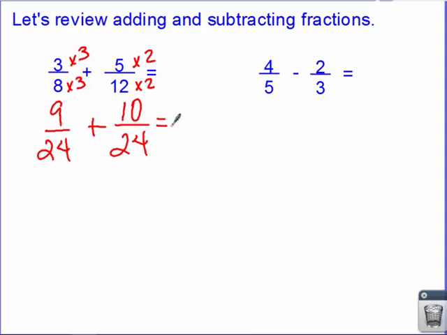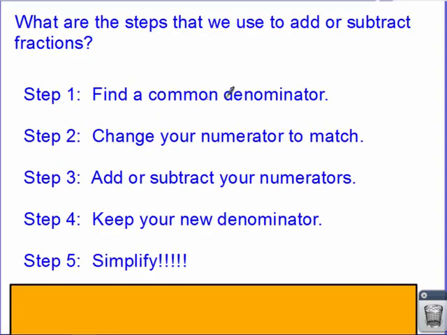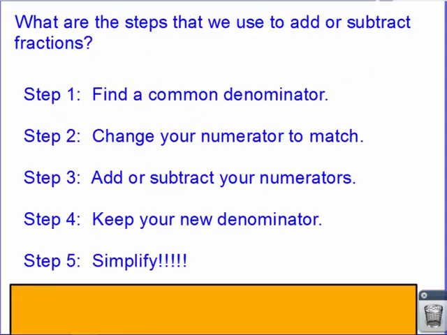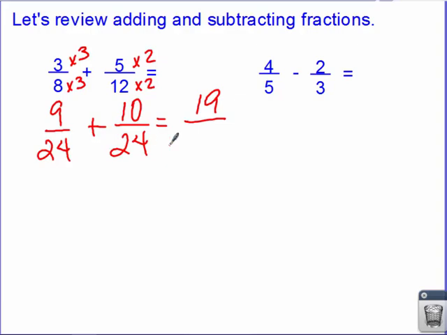So now, once we're done with that, we have found our common denominator. We've changed our numerator to match. We're now ready to add or subtract our numerators. So 9 plus 10 gives us 19. Step 4 is keep your new denominator. And then step 5 is to attempt to simplify. So I keep the new denominator of 24. And we ask, is 19 over 24 simplified? And it is.